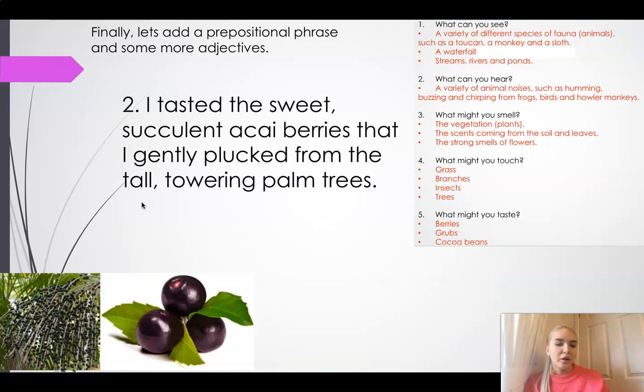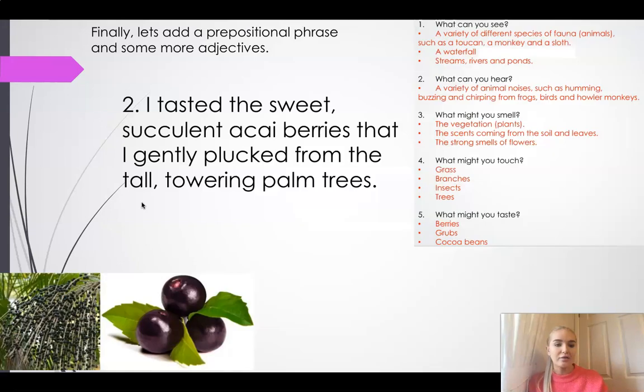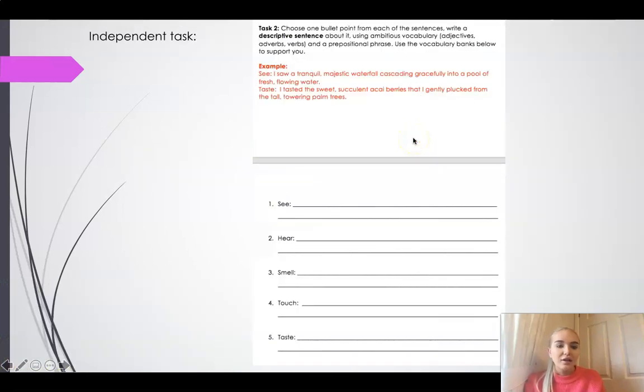So, we've had two examples that we've done together. Now it's your turn. So what you're going to do is choose one bullet point from each of your paragraphs, well, each of your parts to your senses. So one of these bullet points from each. And then you're going to write a descriptive sentence about it using your ambitious vocabulary, so adjectives, adverbs and verbs, and a prepositional phrase. I have attached two vocabulary banks below in your resource sheet to support you.